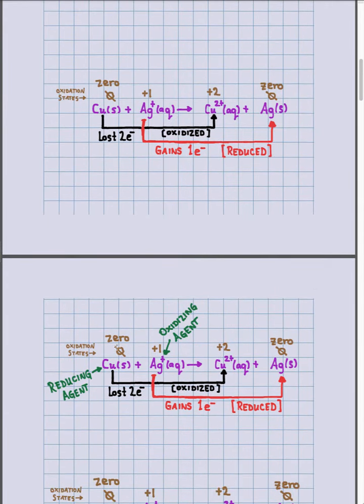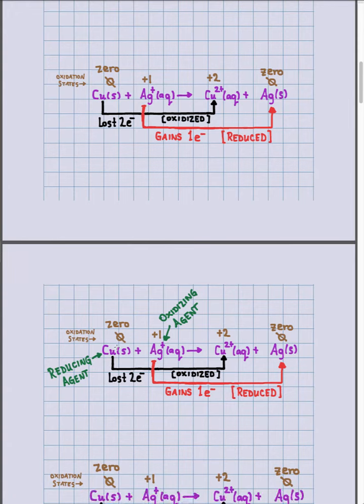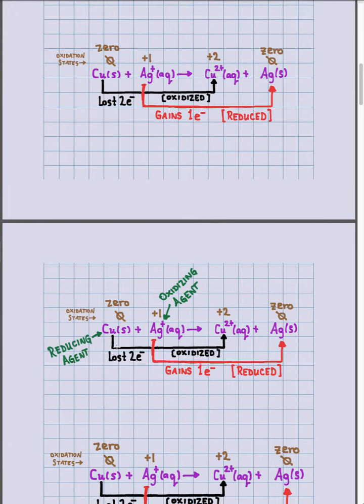Not only that, as confusing as I've already made it, no, it's not my fault, I didn't do it, I'm just the messenger here. If copper gets oxidized, it's called the reducing agent. It helps someone else get reduced. Who did the copper reduce? It reduced the silver. The silver went from a 1 plus to a 0, so the silver got reduced.